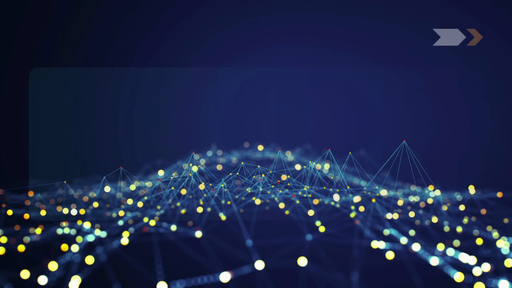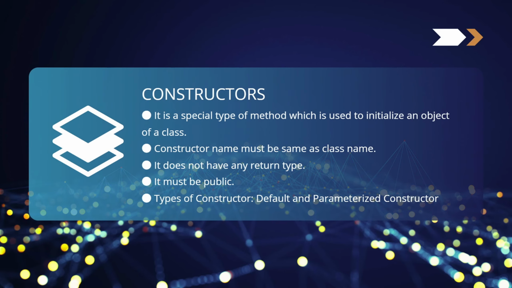Constructors. A constructor is a special type of method in a class used to initialize objects. It is called automatically when an object of the class is created. Name: the constructor's name must be the same as the class name. Return type: constructors do not have a return type, not even void. Accessibility: constructors must be public to allow object creation and initialization from outside the class.